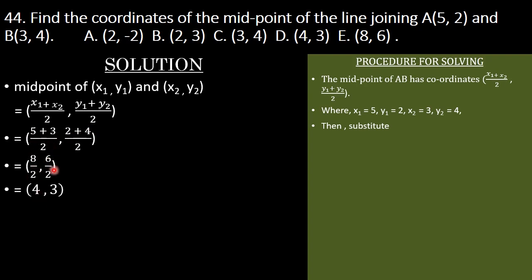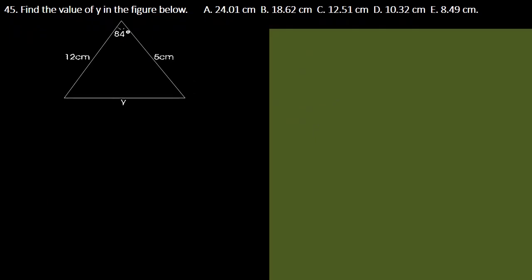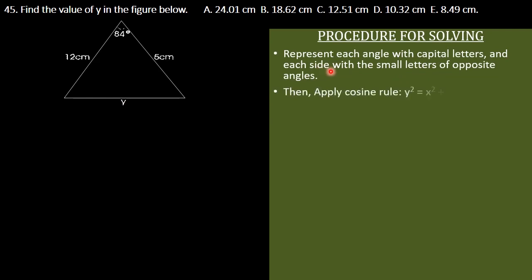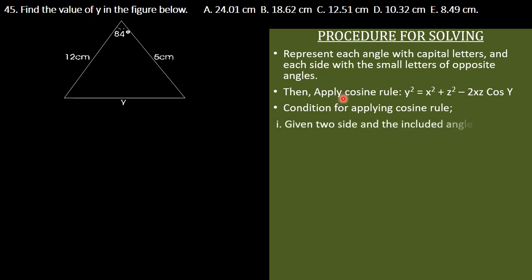Question 45. Find the value of y in the figure below. Here is the diagram. We have to find the value of y. Here is the procedure for solving this. Represent each angle with capital letters and each side with the small letters of the opposite angles. Then apply the cosine rule, where y square is equal to x square plus z square minus 2xz cos capital letter Y. Condition for applying the cosine rule: 1. Given two sides and the included angle. Condition 2. Given all the three sides of the triangle.